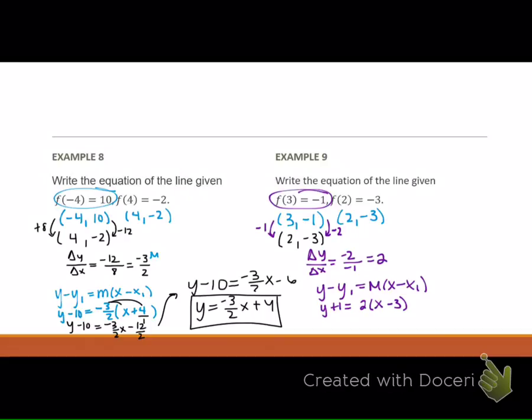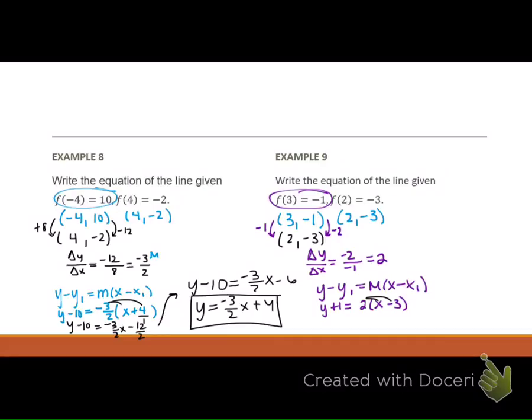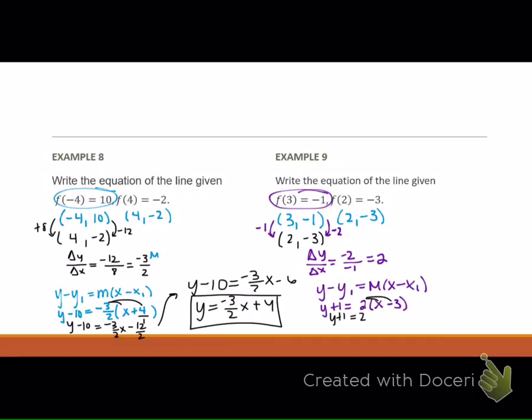Again, I don't care if it takes you a while to have to think through the problem. Think through it and get it right. Okay, so y plus 1 equals 2x minus 6. So y equals 2x minus 7. All right.